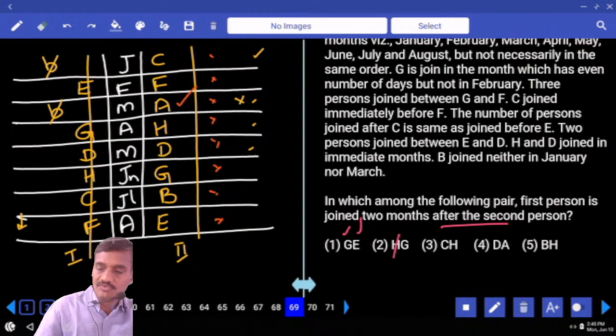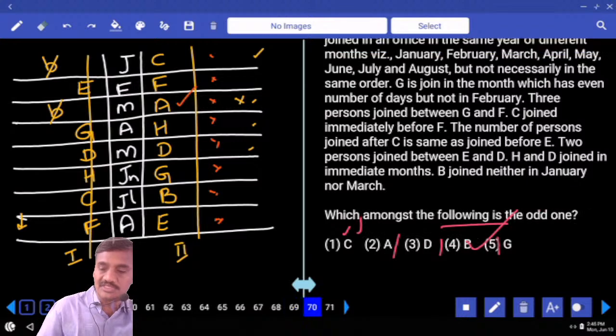And next one, first person C, 2 months after H, that's again false. And next one, first person D, 2 months after A, definitely true. And so what is your answer? Choice 4 for question number 69.